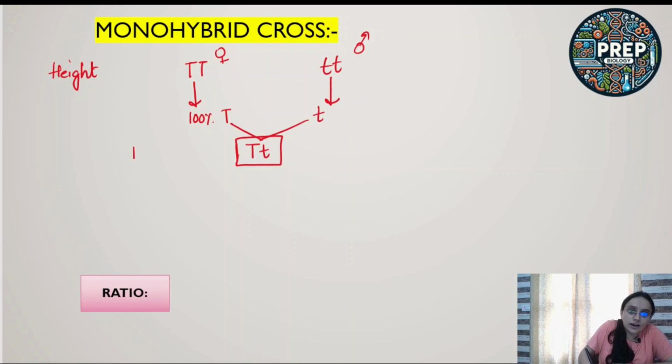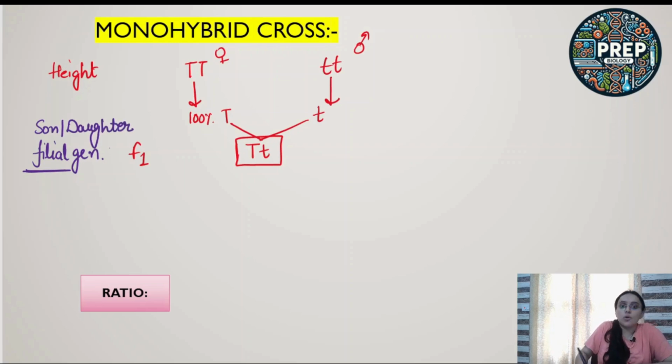Fertilization occurs, and in the F1 generation, that is the first filial generation. F means filial, a Latin word which means son or daughter. Now in the F1 generation, Mendel saw that all plants are tall in nature. Why? Because the capital T dominates over the small t. That shows the dominant character. That's why all plants were tall in nature.